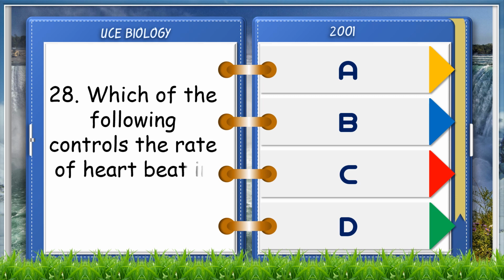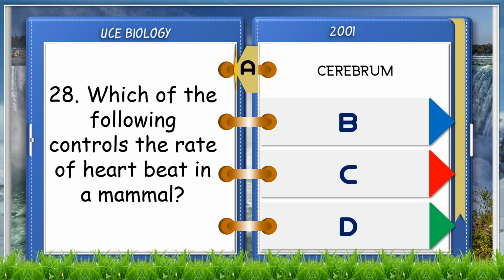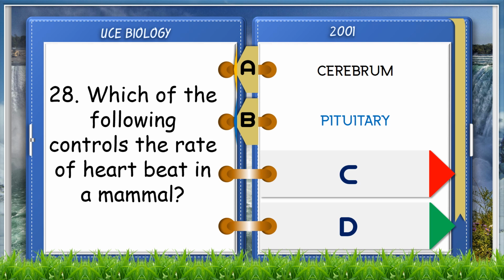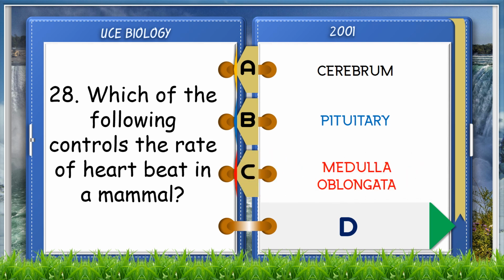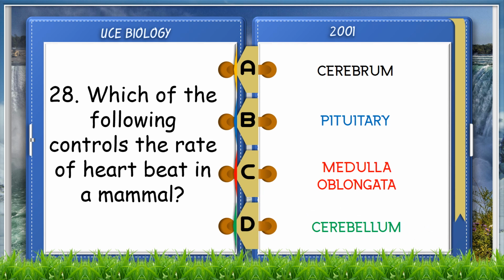Which of the following controls the rate of heartbeat in man? A. Cerebrum. B. Pituitary. C. Medulla oblongata. D. Cerebrum. The answer is C. Medulla oblongata.